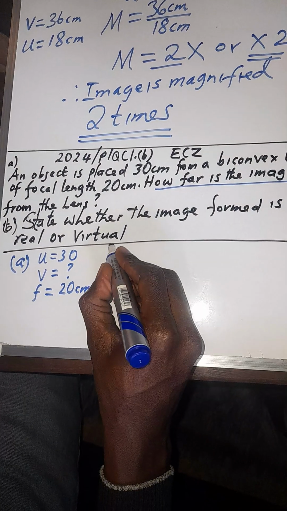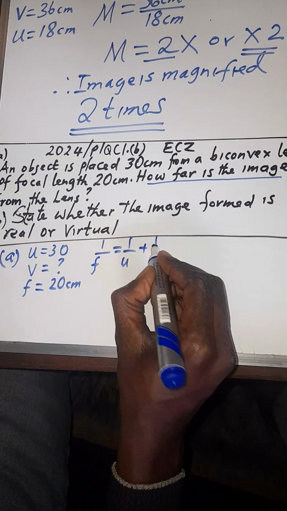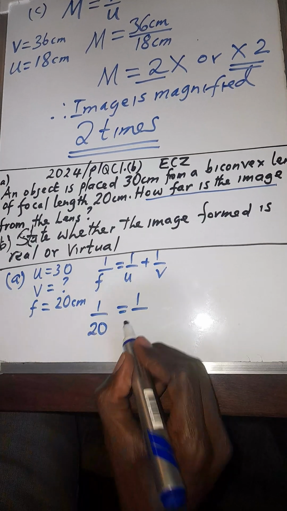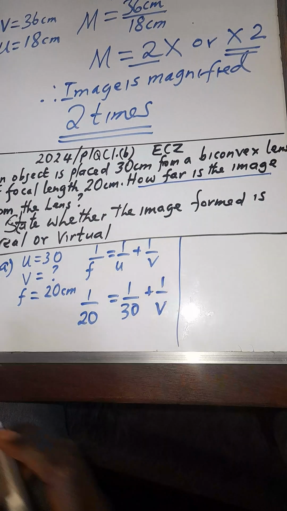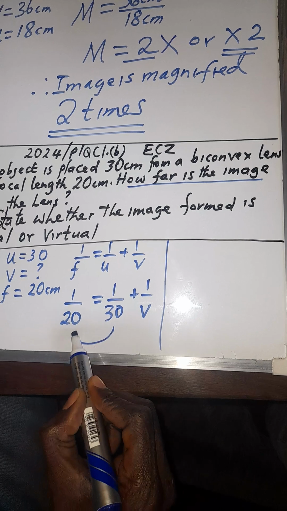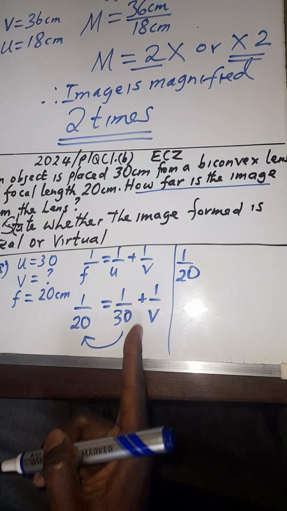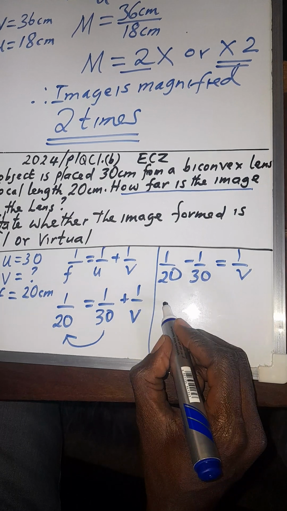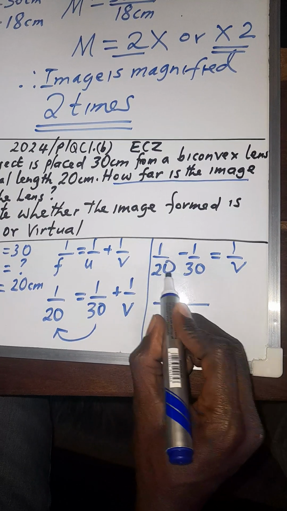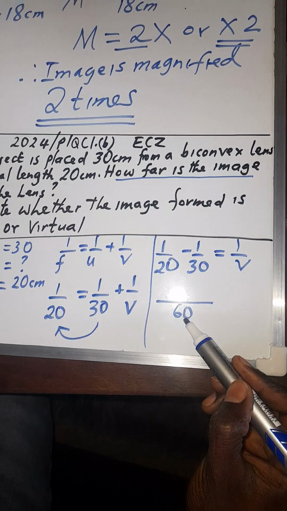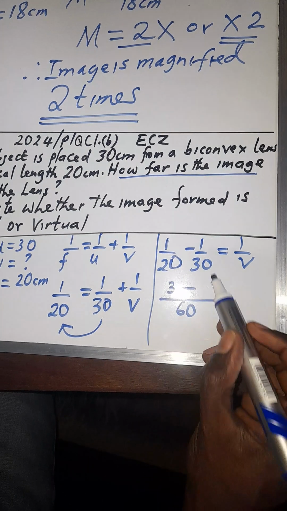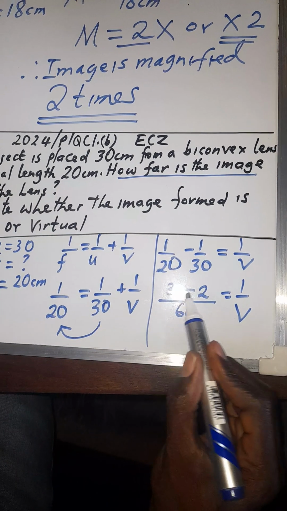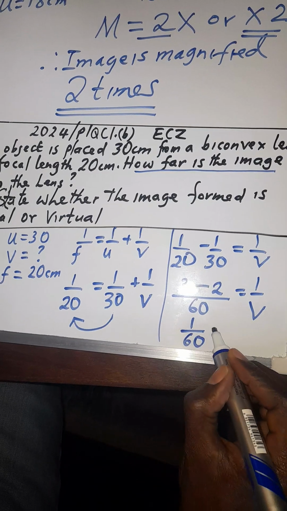So we need to apply the lens equation: 1 over F is equal to 1 over U plus 1 over V. So it will be 1 over the focal length, which is 20, equal to 1 over the object distance, which is 30, plus 1 over V. Put like terms on one side: 1 over 20 minus 1 over 30 is equal to 1 over V. We find the common denominator, the lowest number 20 and 30 can go into, which is 60. 20 into 60 goes 3 times, times 1 is 3, minus 30 into 60 goes 2 times, times 1 is 2, equal to 1 over V. 3 minus 2 gives 1 over 60 is equal to 1 over V.